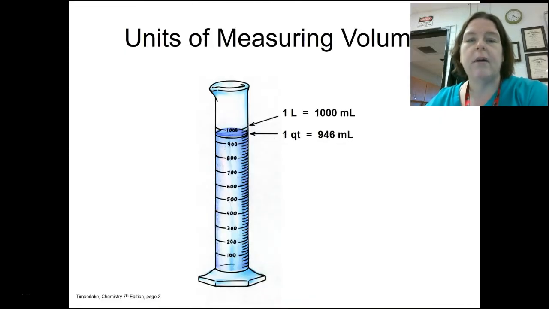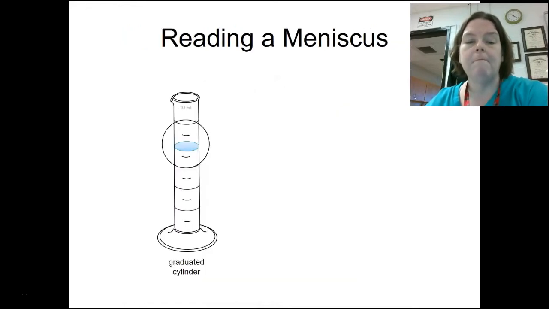Okay, units of measuring. We measure in liters or milliliters. They talk about a quart equaling 946 milliliters, but we don't measure in quarts in science. We measure in liters and milliliters. Milliliters would be the small unit, liters would be the big unit.